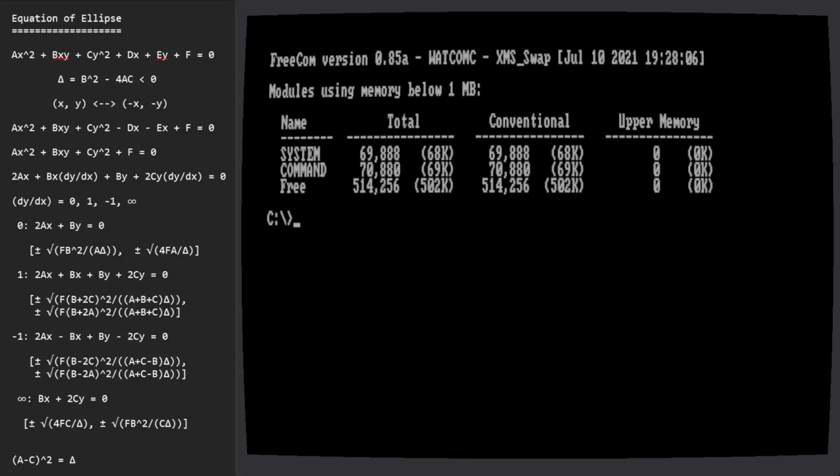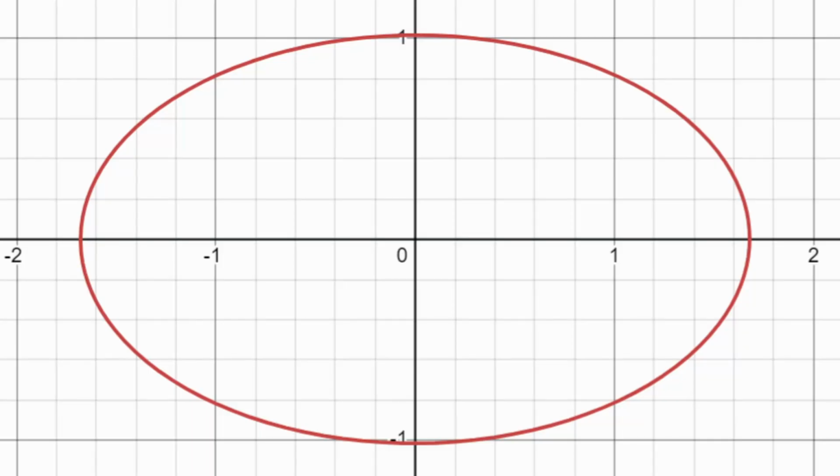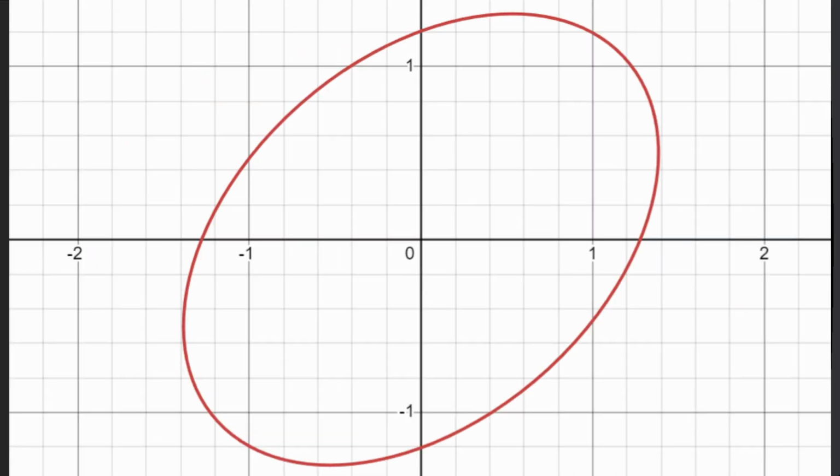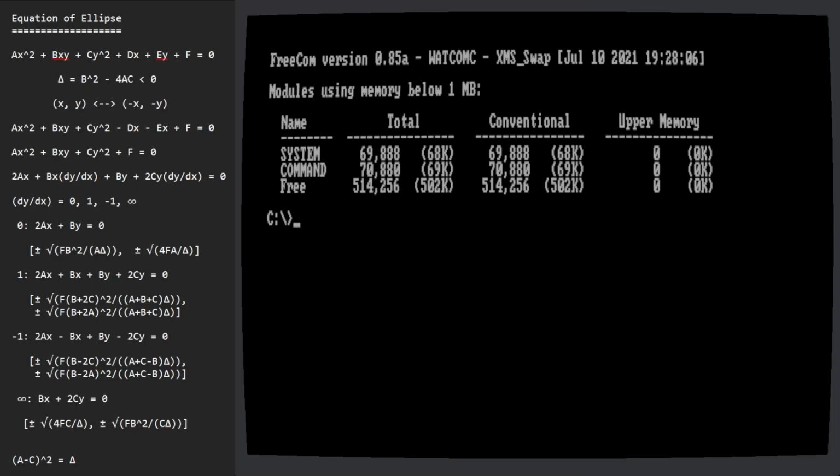We're on a quest to draw ellipses on very early PC hardware, in fact the earliest hardware. And we don't want to just draw standard ellipses which are aligned with the horizontal and vertical axes of the screen, but general ellipses that are rotated at any angle. We've actually made a lot of progress on that in this series so far.